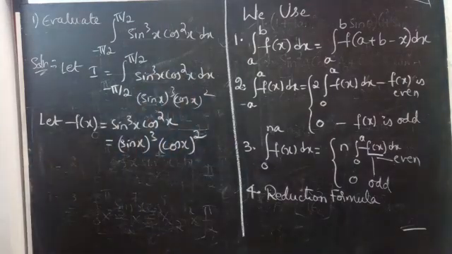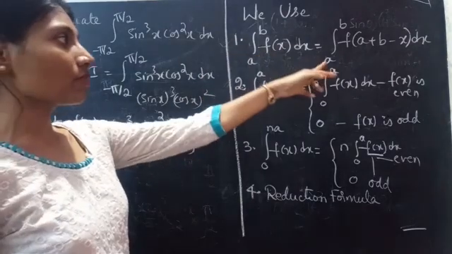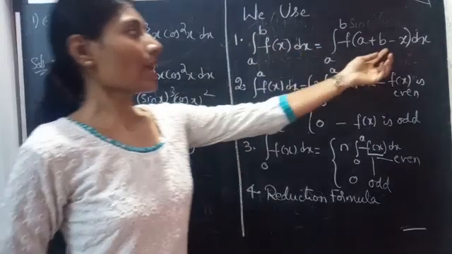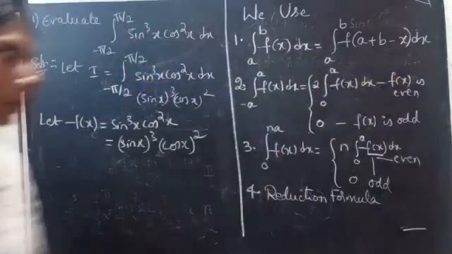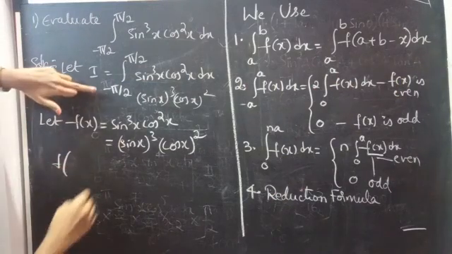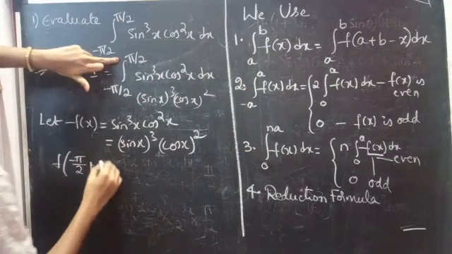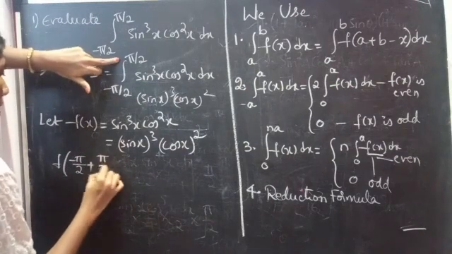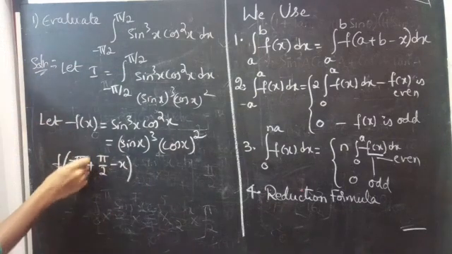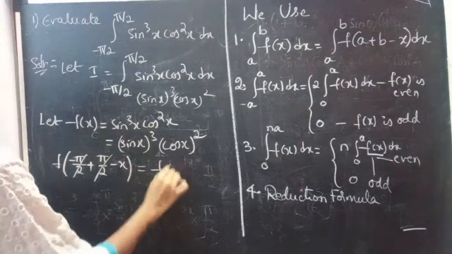Okay. So now we are going to use the first property. Integral from a to b f of x dx equals integral from a to b f of a plus b minus x dx. For that, we'll consider f of lower limit plus upper limit minus x. So minus pi by 2 and plus pi by 2 get cancelled. Finally, you'll get f of minus x.